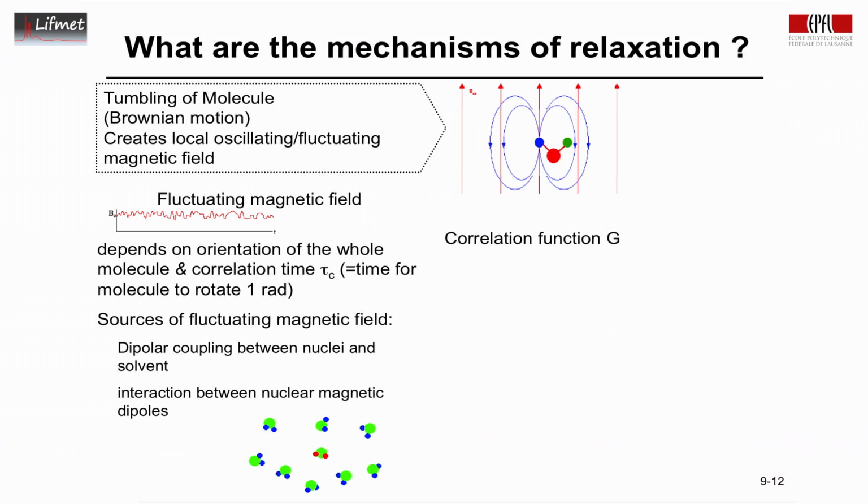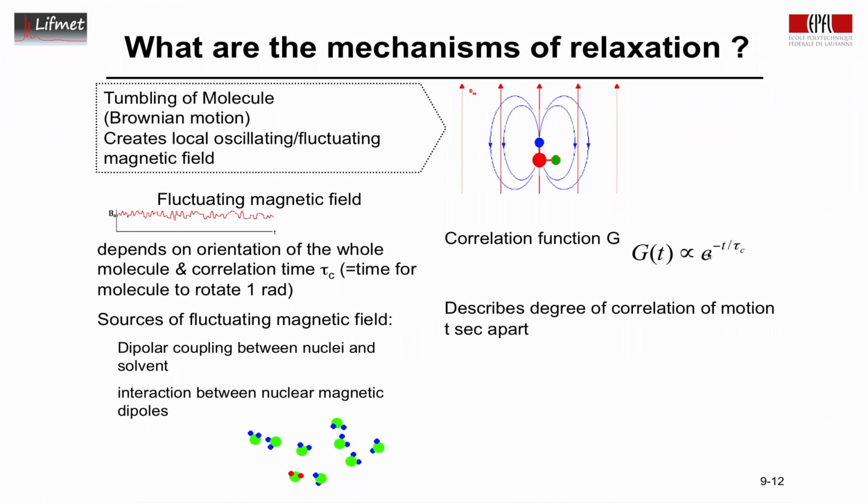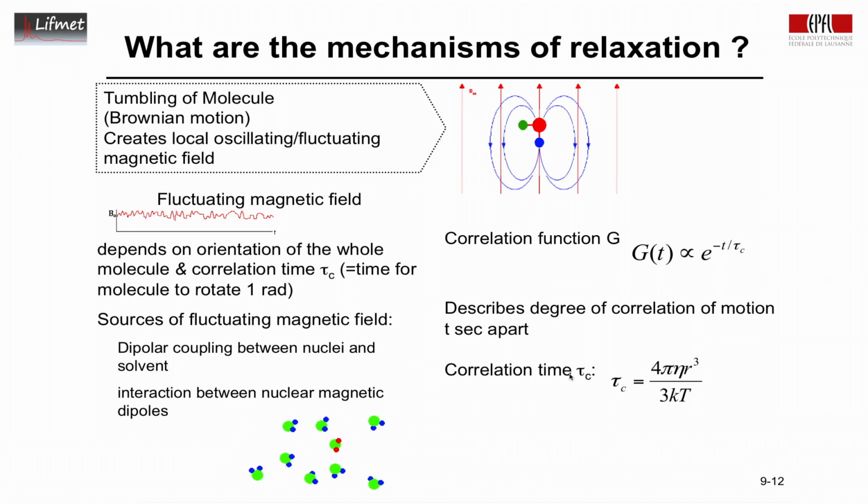It is useful here to consider the correlation function, which is given by this correlation time. The correlation function is e to the minus t over tau c, and this function essentially describes the correlation of motion that is t seconds apart. So it's dependent on this correlation time, and what I'm getting at here is that the parameter is the correlation time, because that correlation time depends on a number of things that we know.